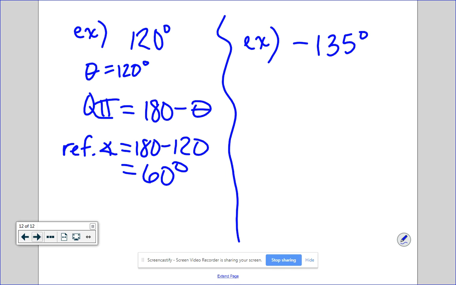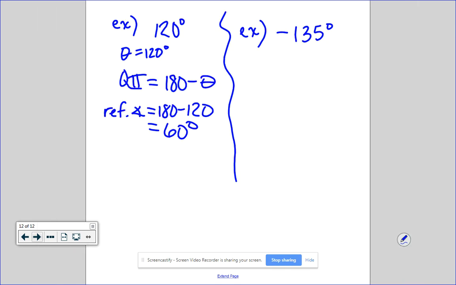Not terrible, right? Now, if you're a visual person, that's 120 degrees right there. So what am I finding when I'm finding the reference angle? I'm finding this angle right there. 180 minus 120. So basically what you're doing is figuring out how much of an angle I need to make it a straight angle or a straight line. That's essentially what that problem is asking. So your reference angle is right here.